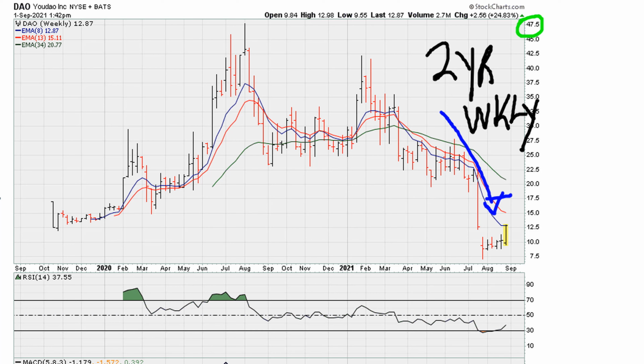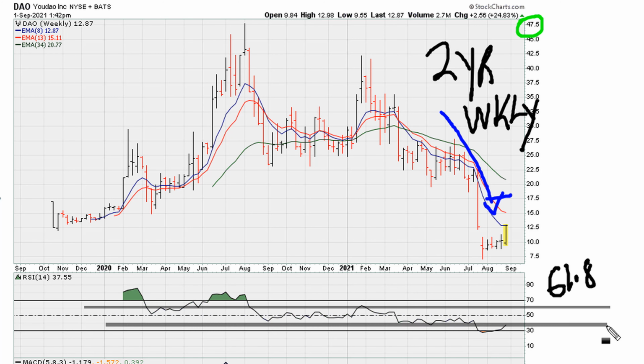So I want to discuss two levels in this video. And again, from an educational standpoint, the two levels are RSI 61.8 and its counterpart, the opposite number, 38.2. And I'll try to explain what we can expect in the coming weeks for this instrument.